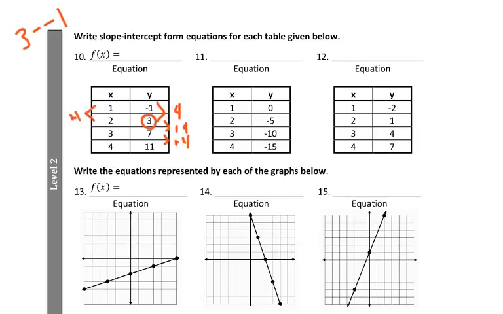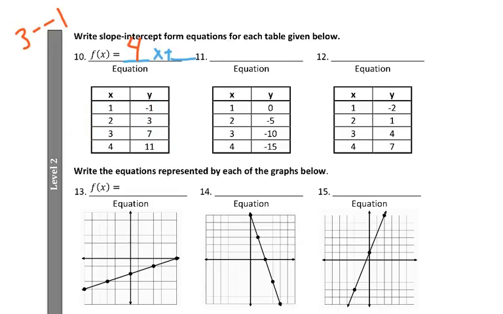And then we're adding 1 on this side. Okay? So I already know that my equation should be f of x equals blank x plus blank. My slope is going to be 4 divided by 1, which is 4. X plus, now I need my 0th number.